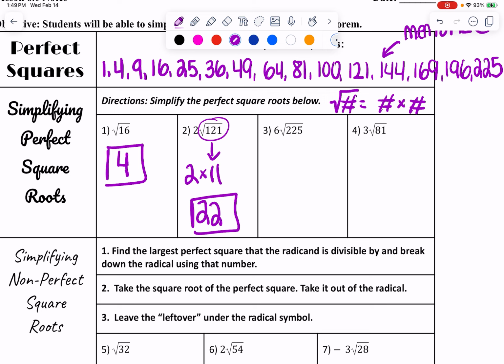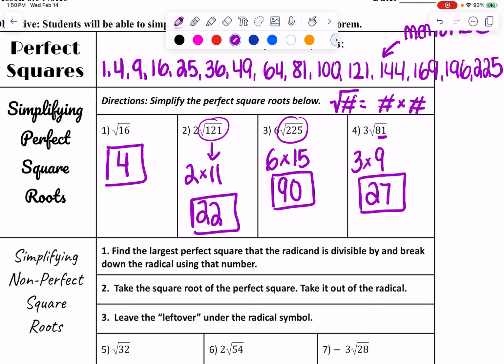For number 3, you're going to do the square root of 225 first, which is going to be 15. 15 times 15 is 225. And then you're going to multiply that by 6. And so 6 times 15 would be 90. Okay. For number 4, square root of 81 is going to be 9. Bring that 3 down. 3 times 9, 27. Okay. And so we're just getting that down to a single number.